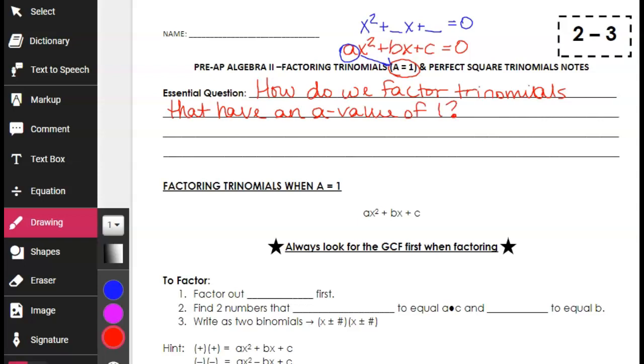And because our notes have a second section on perfect square trinomials, our second essential question is, what is a perfect square trinomial and how do we factor it?